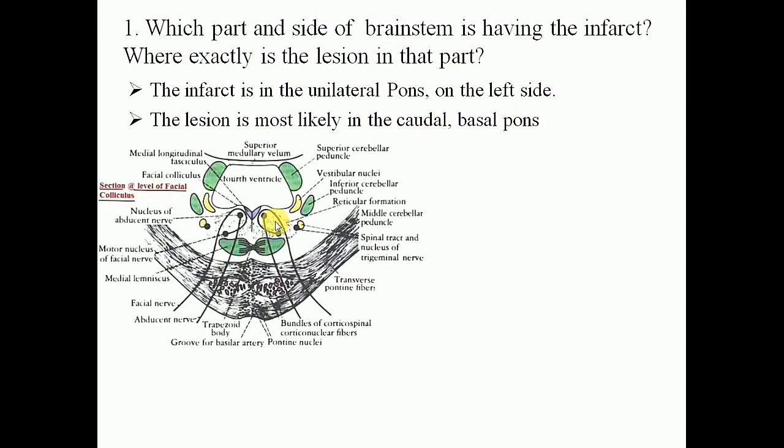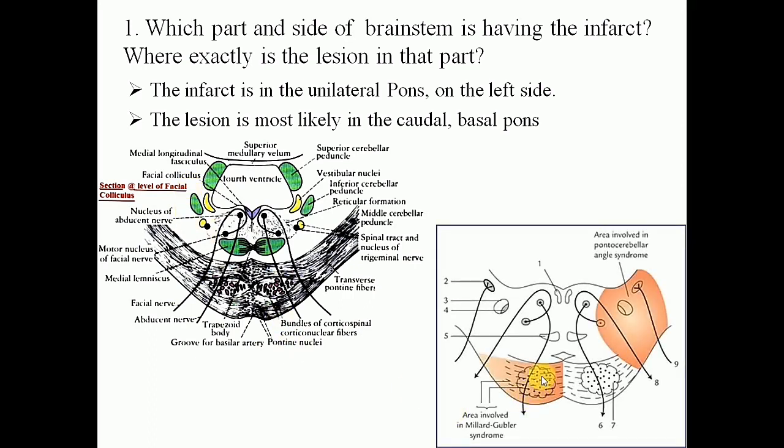As we can see here, this is the transverse section of the pons at the level of the facial colliculus, that is the caudal part, lower part, in which the anterior part is the basilar part, whereas the posterior part is the tegmentum. So the area of pons which is mainly affected is the caudal pons and the basilar part here, and that is of the left side.